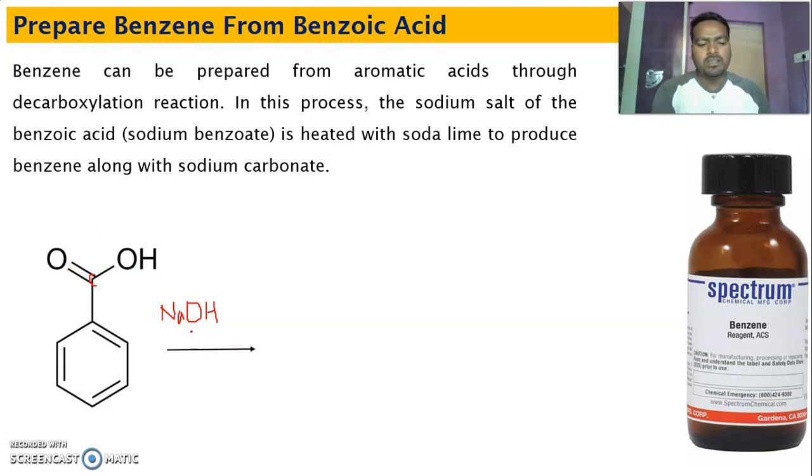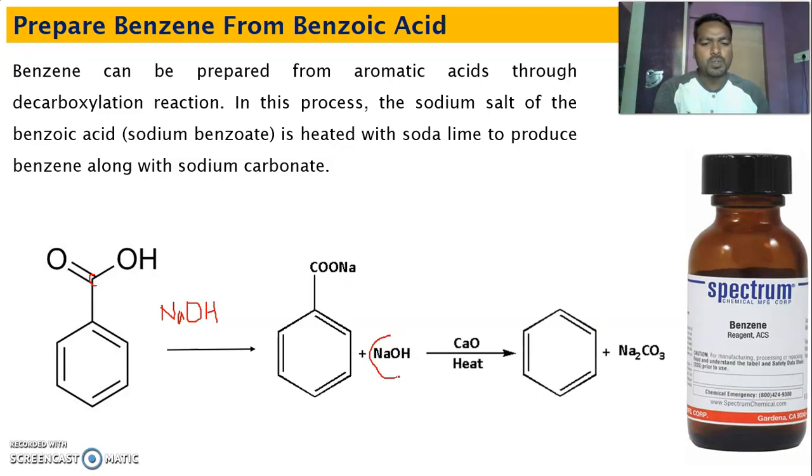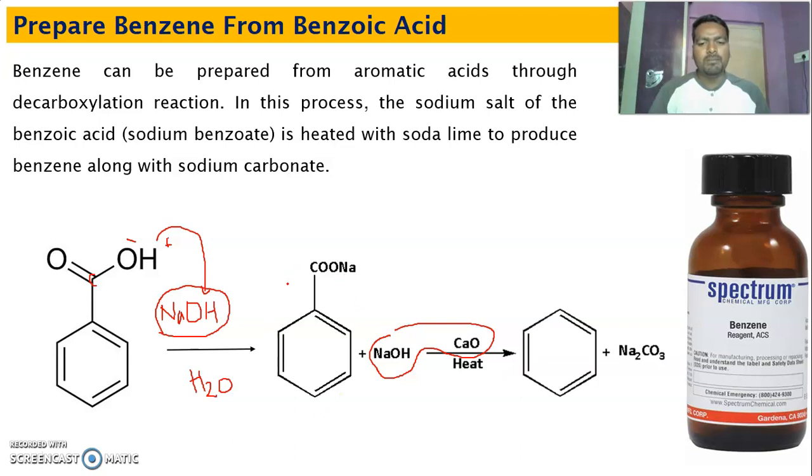This benzoic acid, on reacting with sodium hydroxide, gives sodium benzoate. Then the sodium benzoate further reacts with soda lime. Just observe this reaction. First, benzoic acid reacts with sodium hydroxide. Here O minus H plus: this H plus is replaced by sodium, and this H plus combines with the OH minus ion to give water. The Na plus combines with the O minus to give COONa. This molecule is called sodium benzoate. This sodium benzoate further reacts with soda lime. Soda lime is nothing but a mixture of sodium hydroxide and calcium oxide.